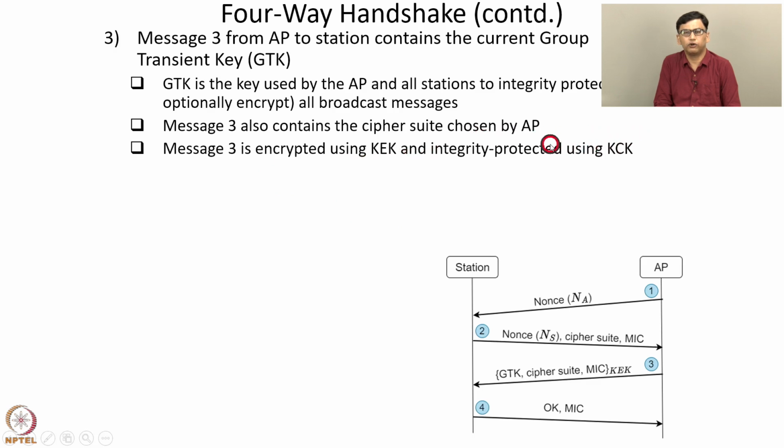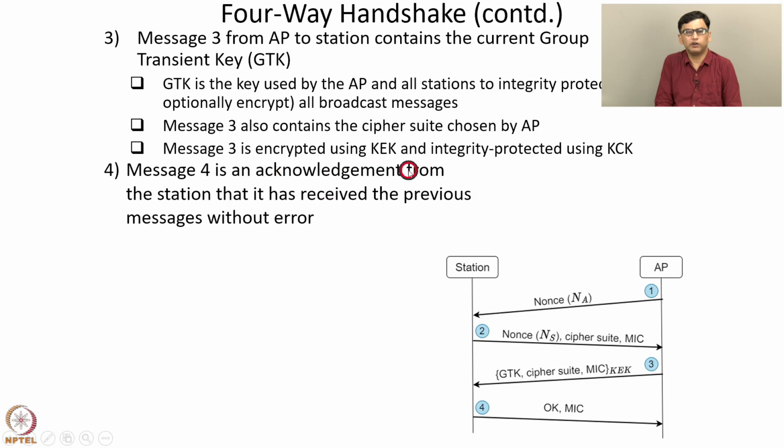So now we see the role of the KEK. It is used to securely send the GTK. Since the GTK is a secret, it needs to be encrypted, and it is encrypted using the KEK. And the MIC is again computed using the KCK. Recall that the MIC in step 2 was also computed using the KCK. So we can see that the KCK is used for MIC computation in steps 2, 3, and 4 as well, as we'll see next.